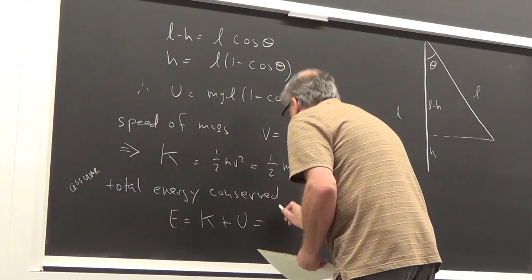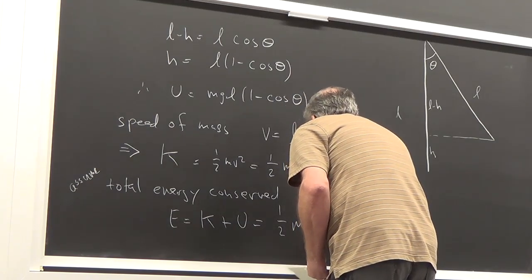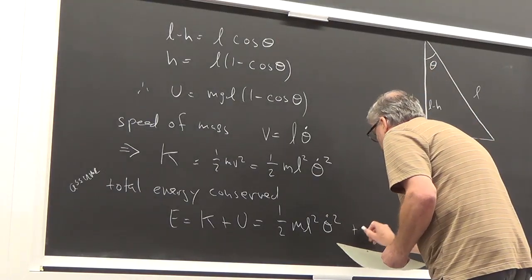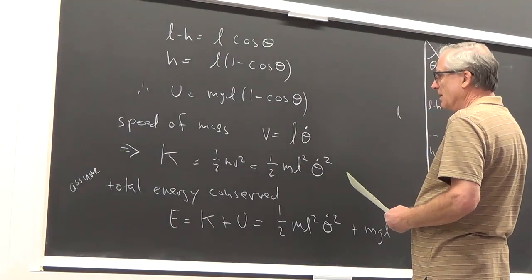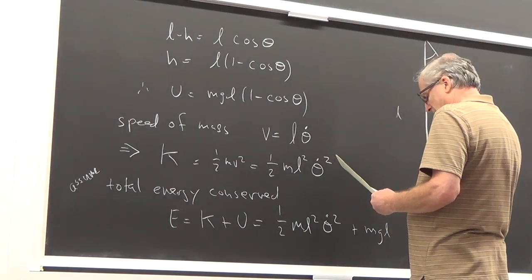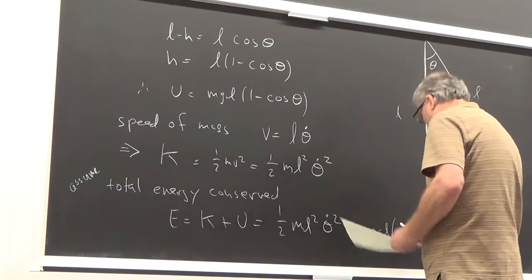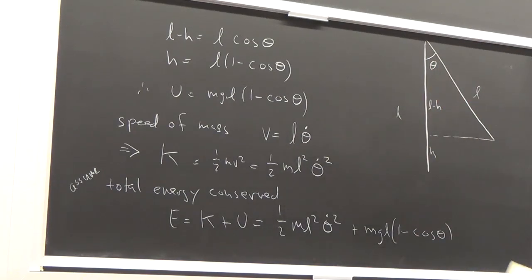So that's 1/2 mL squared theta dot squared plus mgL times 1 minus cosine theta. And that's supposed to be a constant.